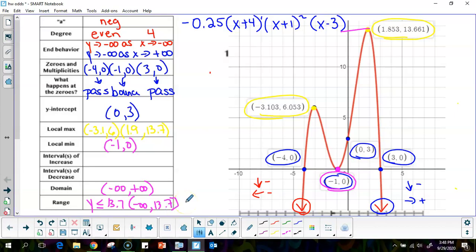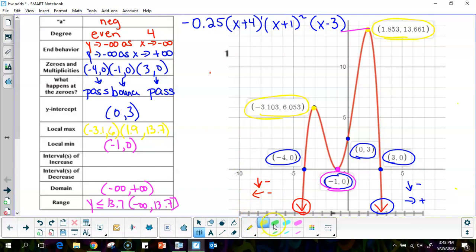All right, now we need to do intervals of increase and decrease. Okay, so I'm going to use highlighters here. I think it's easier to use a highlighter. Increase and decrease is where, when you're going from left to right, are you going uphill or downhill? Where does it turn? So right here, I'm going uphill. Right here, I'm going downhill. Uphill is increase, downhill is decrease.